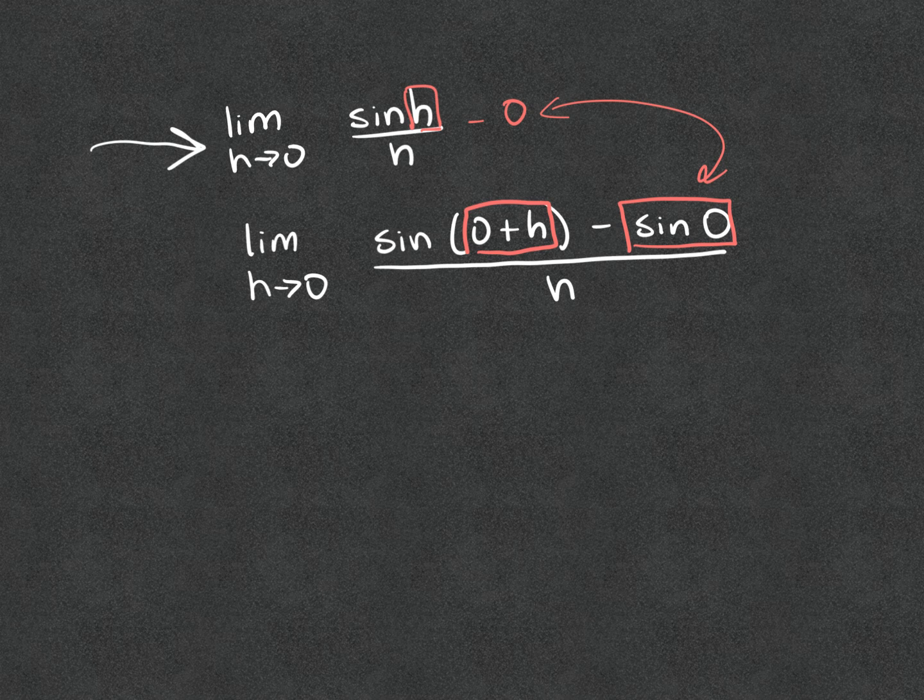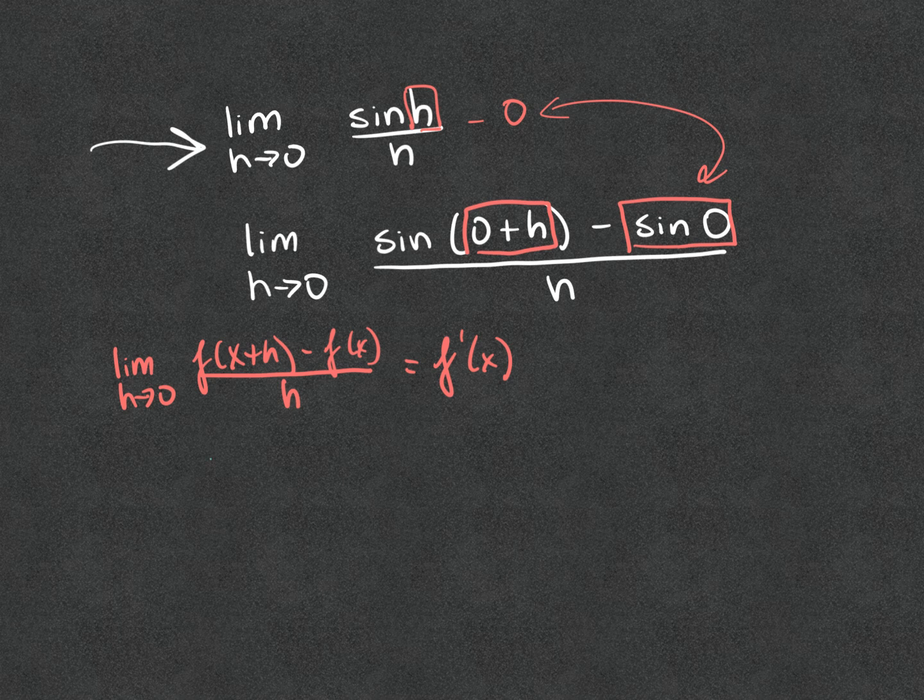Now, why are we rewriting it this way? Because we know that when we write a limit that is f of x plus h minus f of x all over h, that is a derivative. So what we've done is we've rewritten this expression as a derivative.